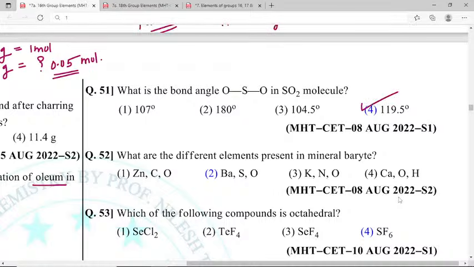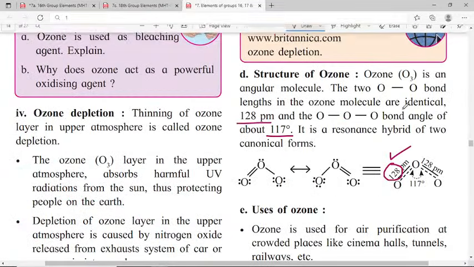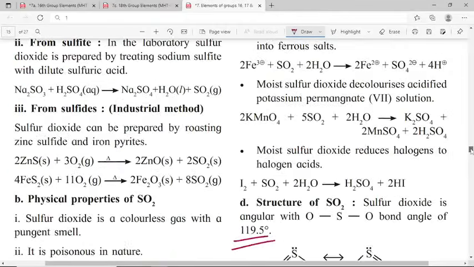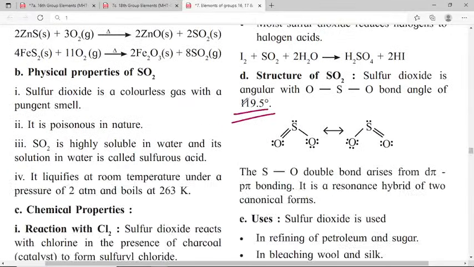What is the bond angle of oxygen, sulfur, oxygen in the SO2 molecule? The bond angle is 119.5 degrees. That's the SO2. So many times the same question has been asked in the exam.